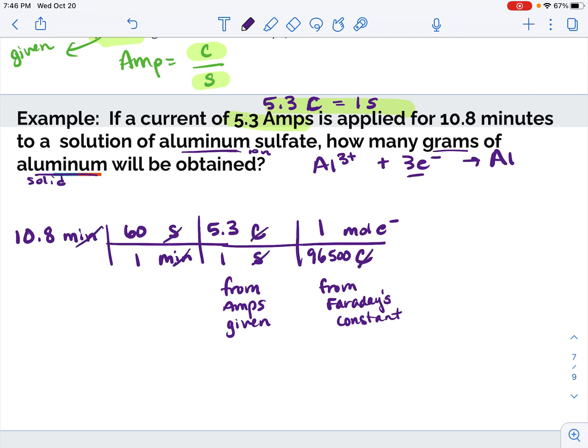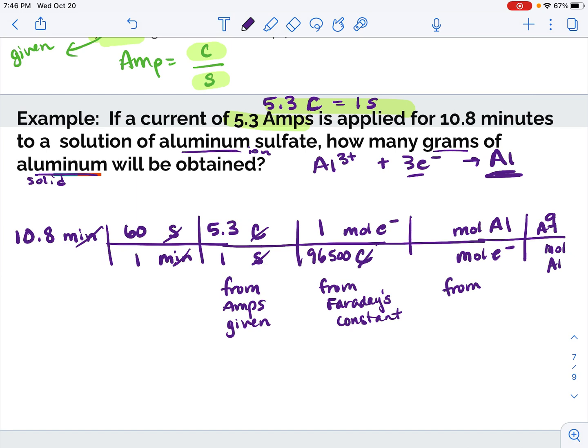And I don't care about moles of electrons. They wanted to know about solid aluminum. So here's where I need my half reaction. I'm going to talk about moles of electrons, moles of aluminum, and then they wanted grams, so I have to go one more step: moles of aluminum to grams of aluminum. I'm about out of room. And so this one comes from the half reaction, and the last one you're good at. This one comes from the periodic table, right?